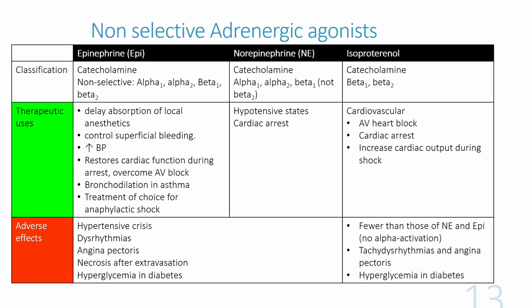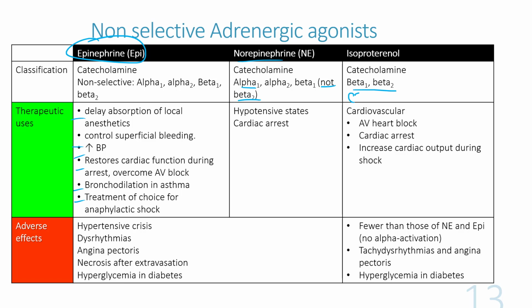So you've got over here some non-selective adrenergic receptor drugs. You've got epinephrine, and you've got the uses of epinephrine listed over here. You've got norepinephrine that activates 3 out of the 4 adrenergic subtypes, so it does not activate beta 2, which means that it has no effect on uterine or bronchial smooth muscles. And then you've got isoproterenol, which activates just the beta receptors.